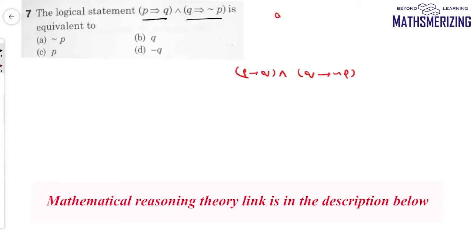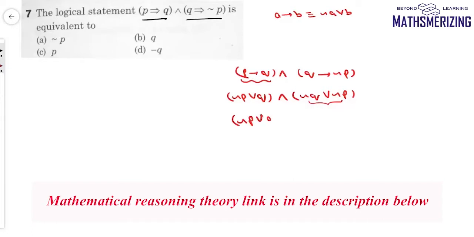Now we know that A implies B is equivalent to not A or B. So I can write P implies Q as not P or Q, and I can write Q implies not P as not Q or not P. Now we also know that A or B is same as B or A. So I can write it as not P or Q and not P or not Q.